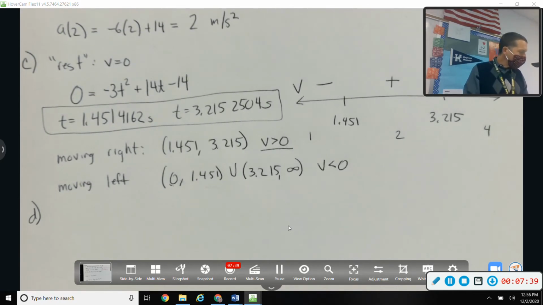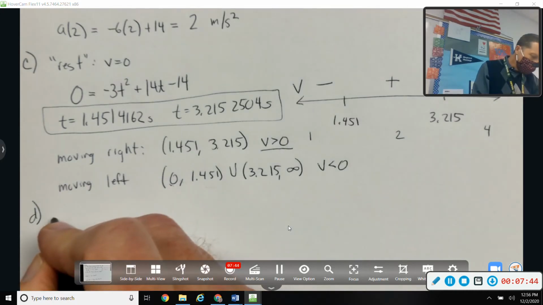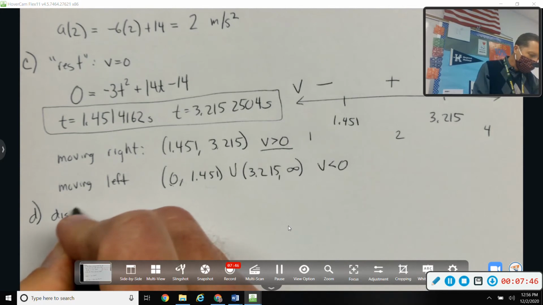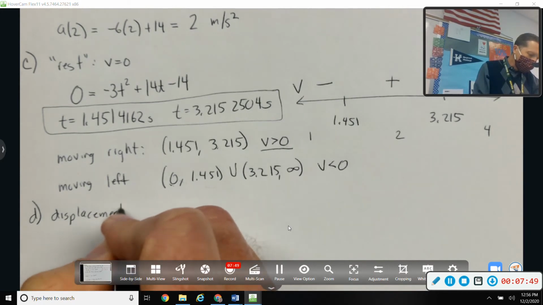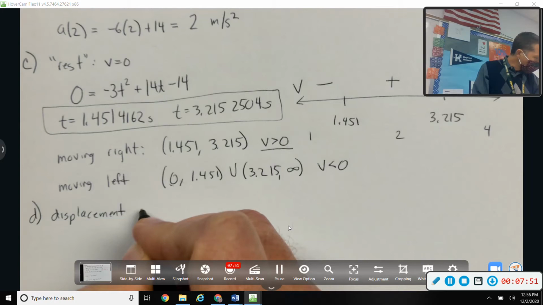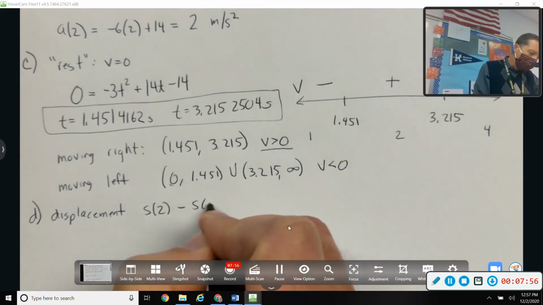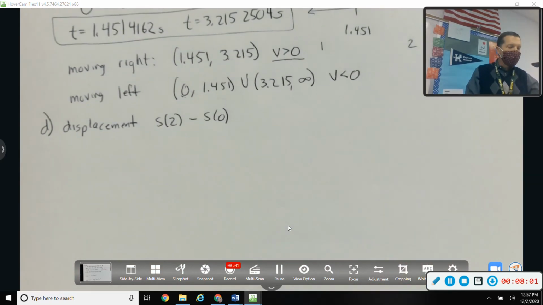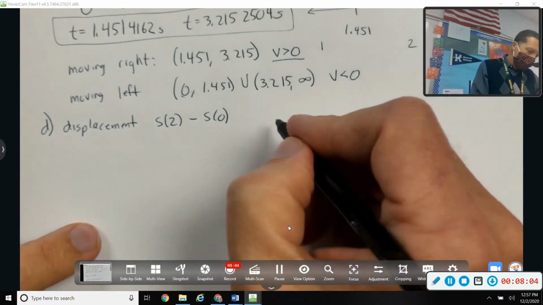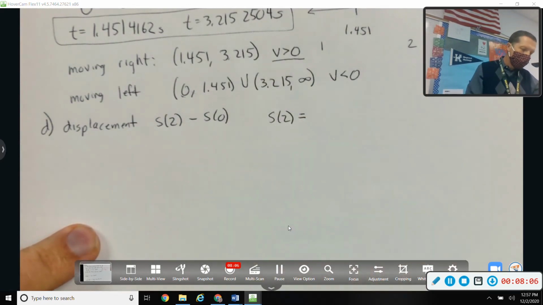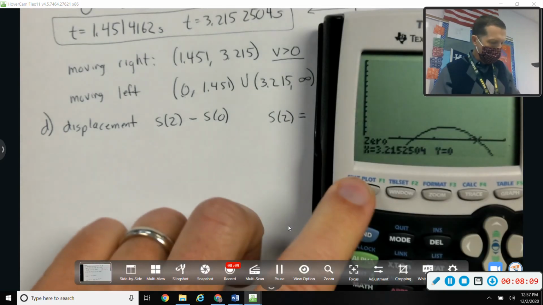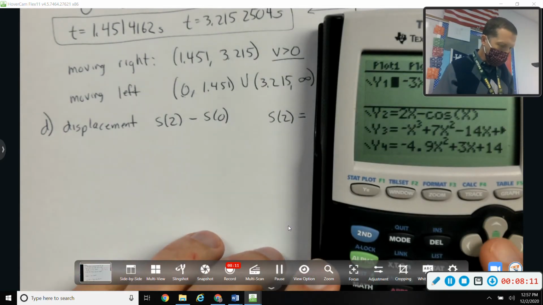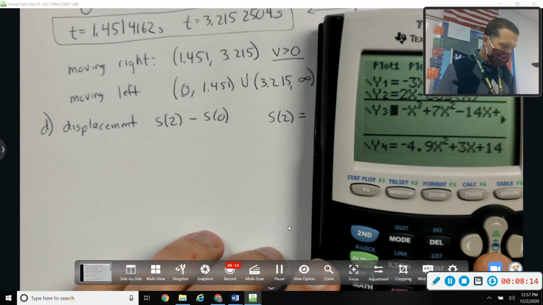Part D, find the displacement. Part E, find the distance. Well, displacement, that's just where we landed compared to where we started. So displacement during the first 2 seconds would be s of 2 minus s of 0. So displacement is easy. Distance is where we have to be careful. S of 2. Let's see, I think I have s in here as well. Yep.